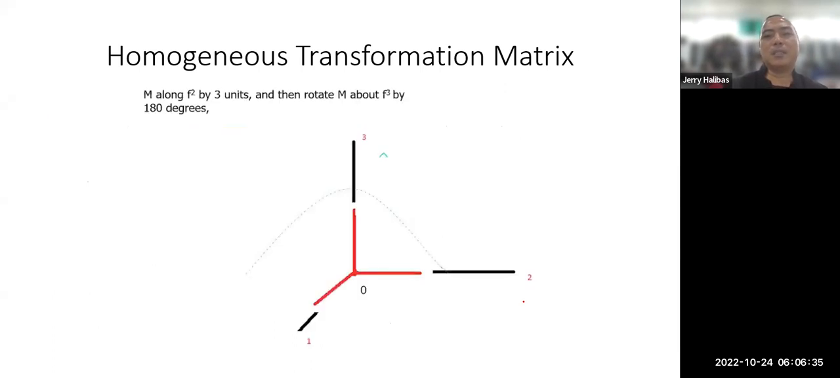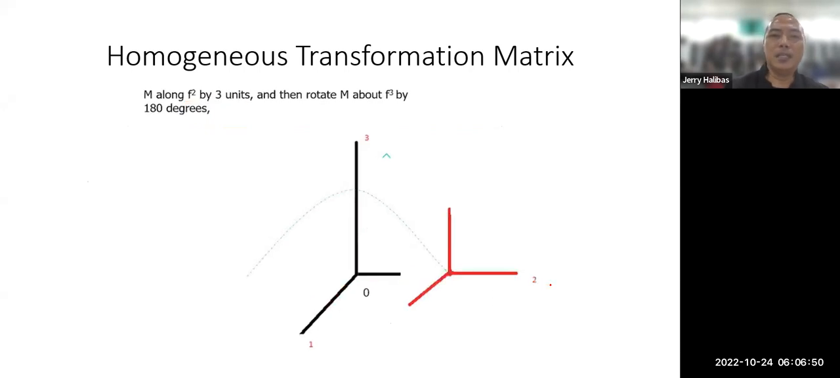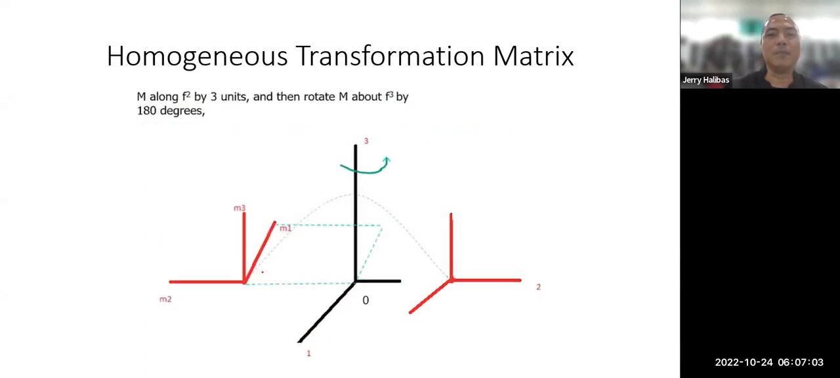So here is an example. This is your mobile frame. It moves 3 units along F2, so it moves forward to the right. This is F2. Then the mobile frame is rotated about F3 by 180 degrees. You can see the dashed lines, it has turned around here.